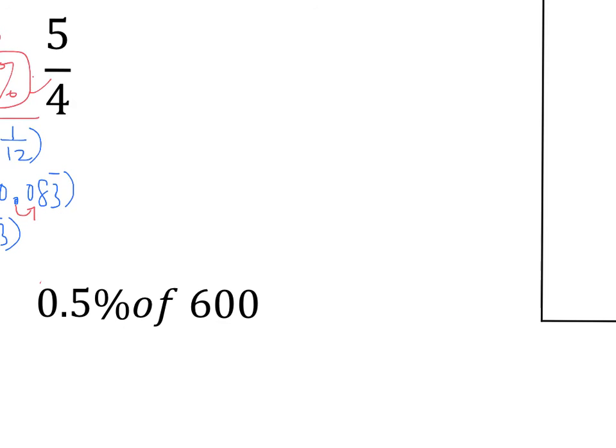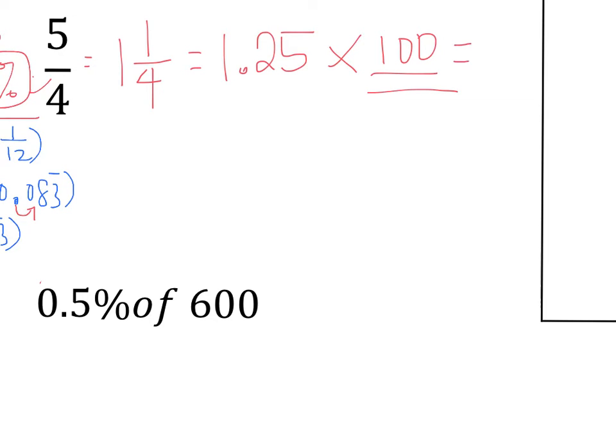And for 5 over 4, okay, this one is really quick. I can rewrite this as 1 and 1 over 4. Okay, and then I know 1 over 4 is 0.25. And all I have to do is multiply by 100 because I want to convert this to a percent. So 125%.